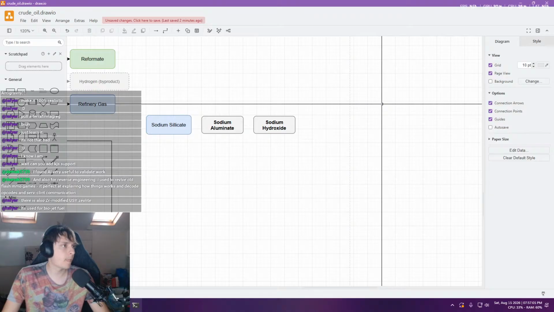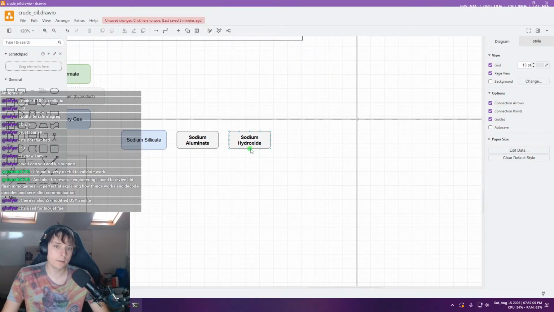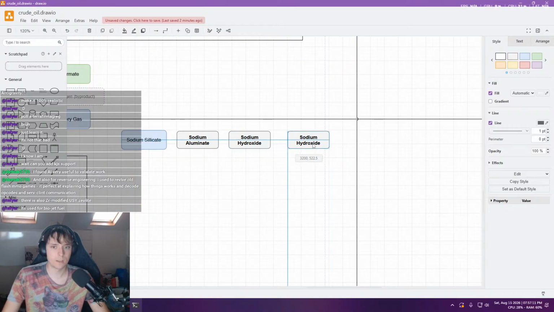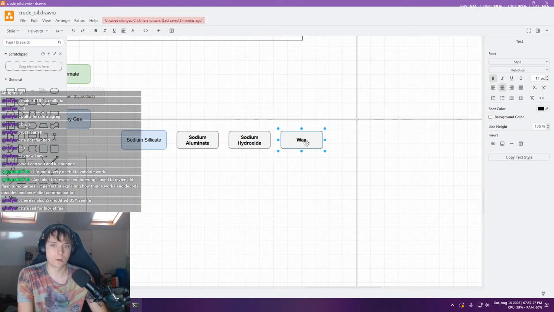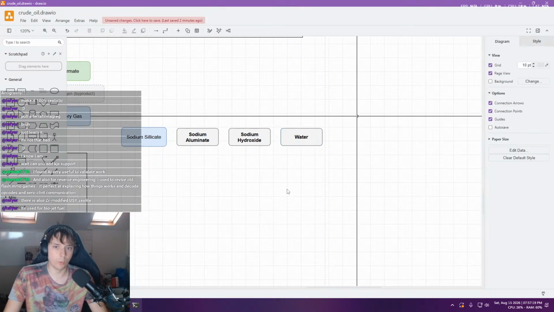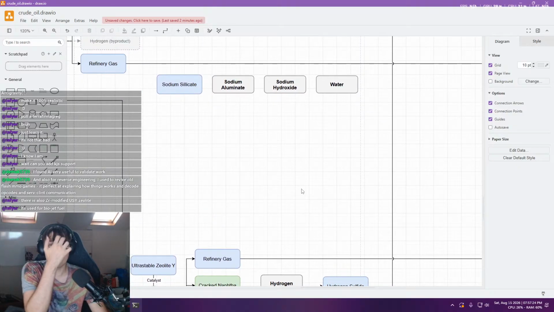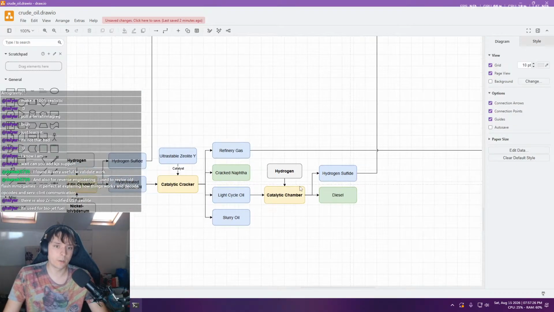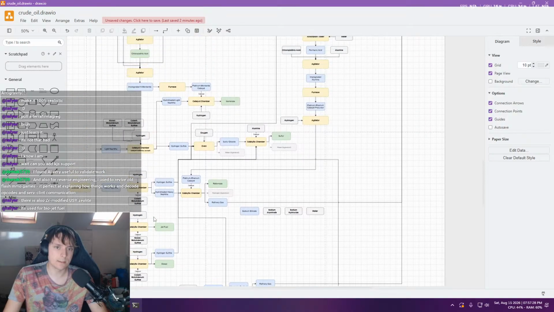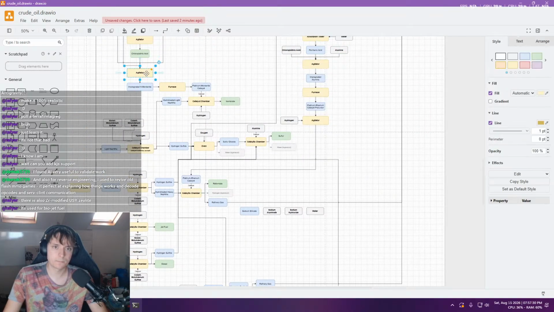And then also the hardest one to get is going to be, if I can line it up, the big old water. So basically that's everything we need. And then we're going to put these in the agitator.